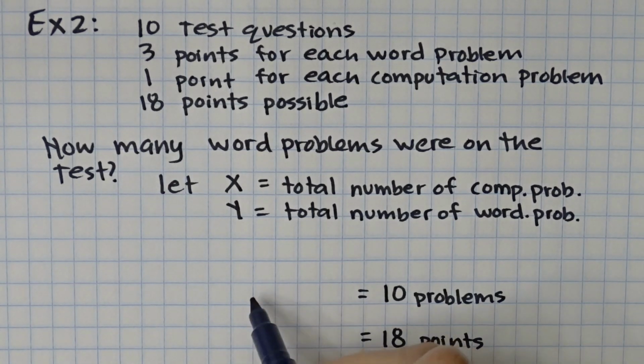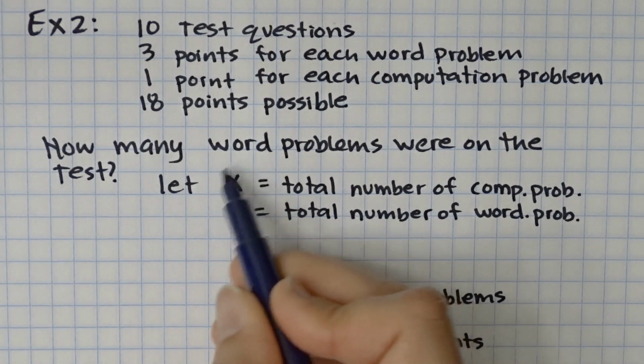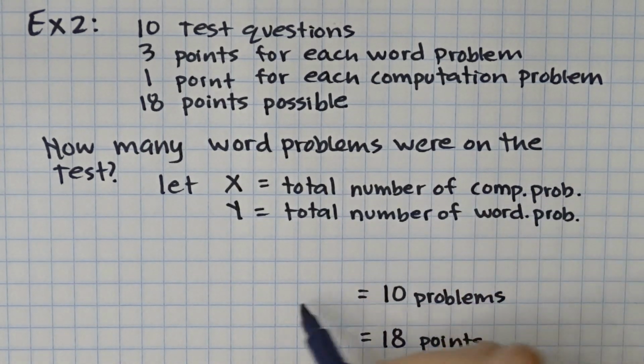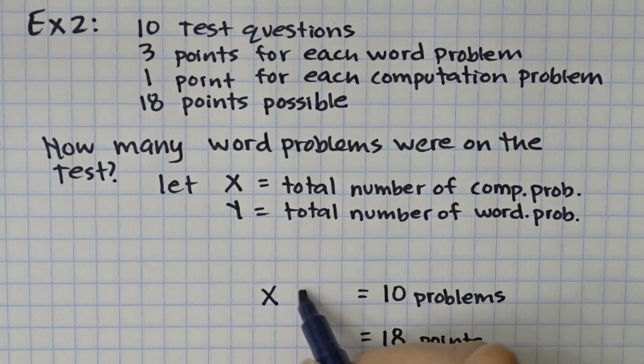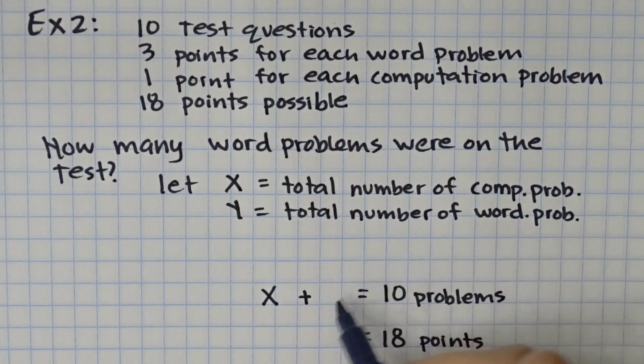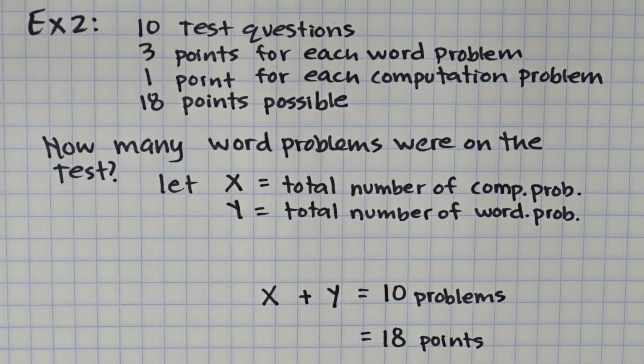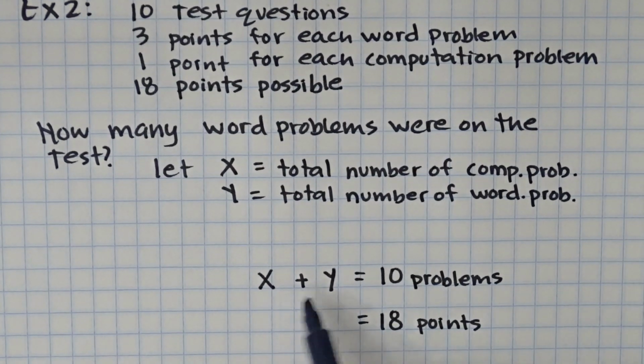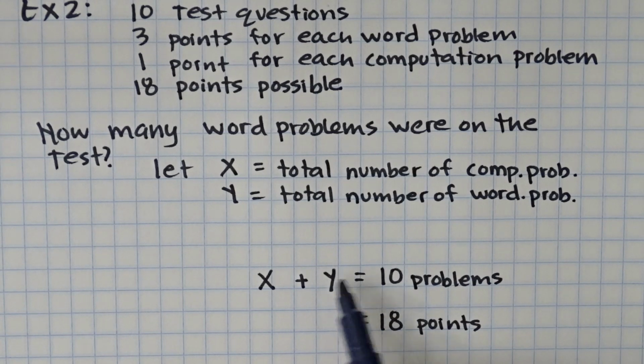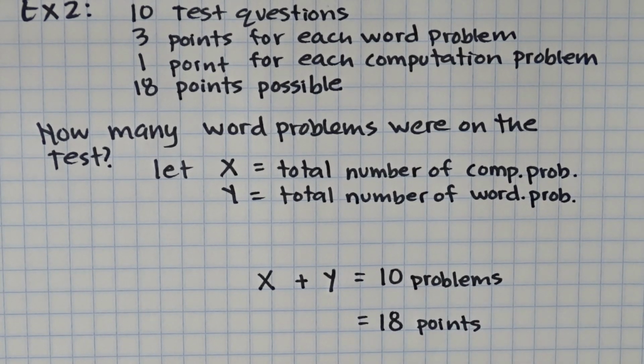So let's write that down. Instead of writing it out, we're going to use our variables. Total number of computation problems plus our total number of word problems. Okay? So that's what it says. Total number of computation problems plus total number of word problems equals 10 problems on the test.